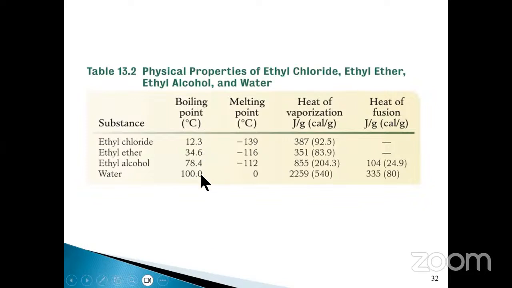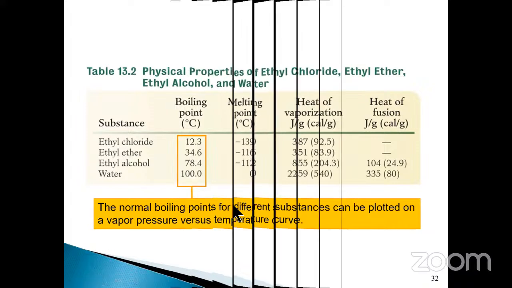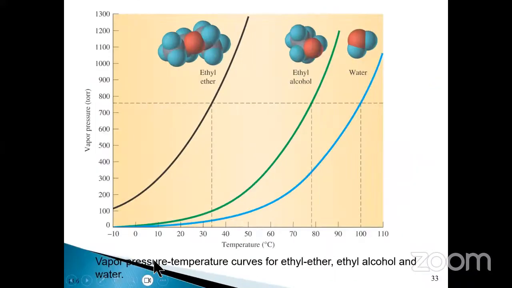As you can see here, different liquids have different boiling points, and we can get these values straight from a plot of boiling point, or I should say vapor pressure versus temperature, which I think is the next graph, right? So if you look at this graph here, this is a plot of what we saw in the tables before. We have the vapor pressure on the y-axis and the temperature on the x-axis.